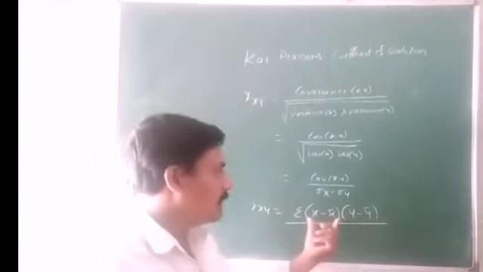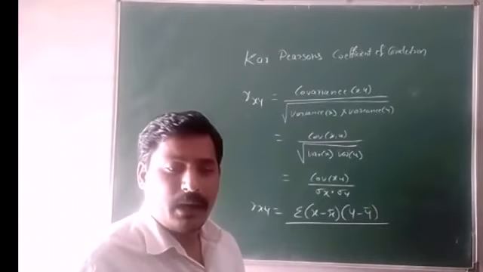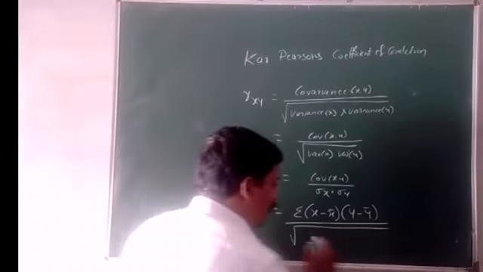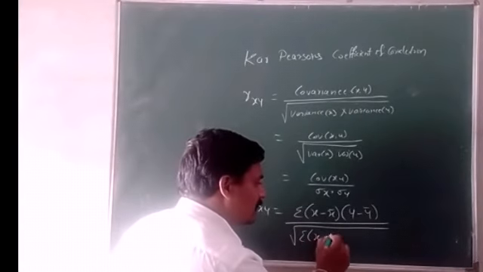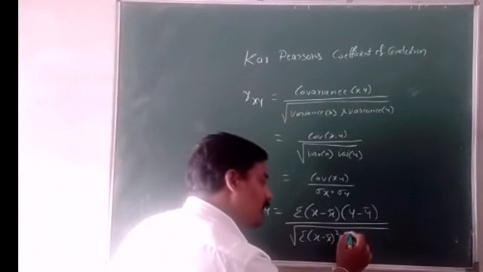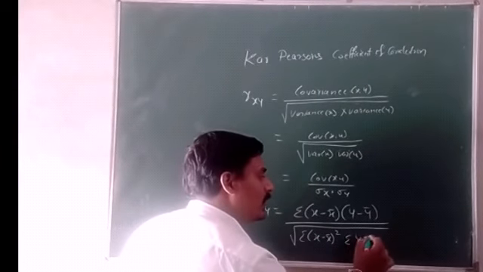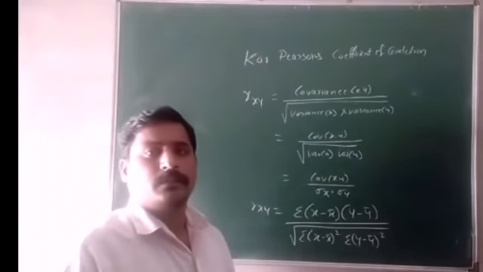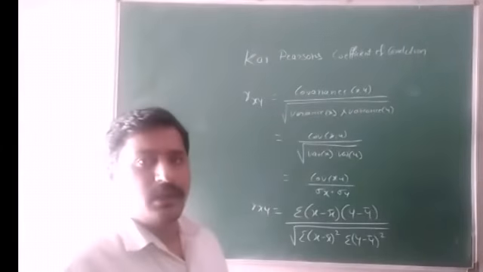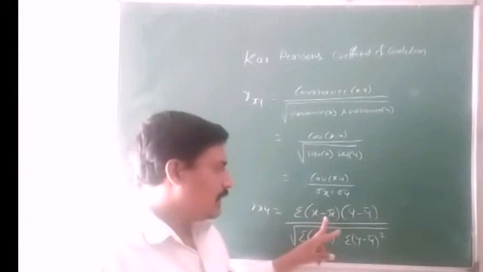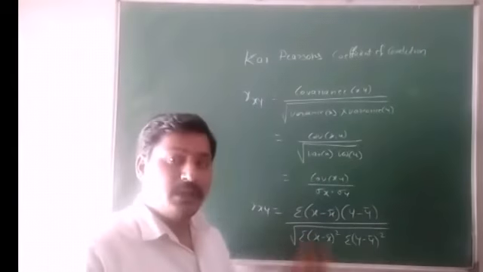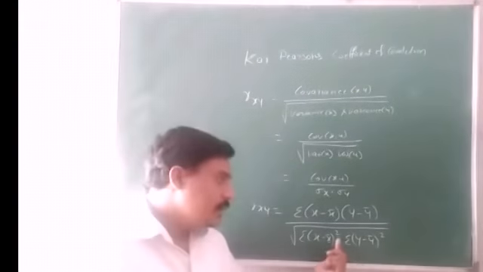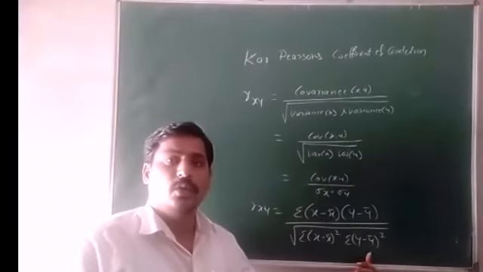So, (x minus x bar) into (y minus y bar) whole divided by root of summation (x minus x bar) whole square into summation (y minus y bar) whole square. So remember the formula here: summation (x minus x bar) into (y minus y bar) divided by root of summation (x minus x bar) whole square into summation (y minus y bar) whole square.